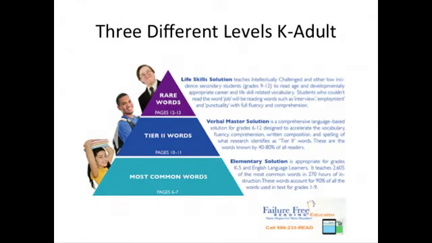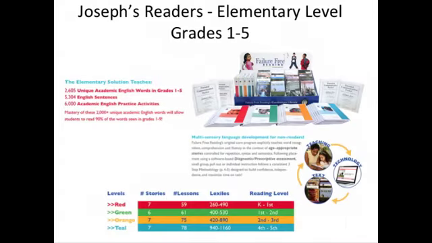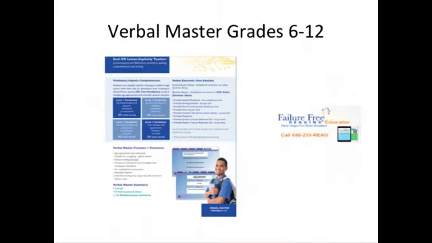There are 3 different levels that are available to you in Failure Free. There are those that teach the most common words, those that teach tier 2 words, and then those that teach rare words or life skills. Everything starts with Failure Free Reading's Joseph's Readers, elementary grades 1 through 5. We teach over 2,605 unique academic words, over 5,304 English sentences, and there are over 6,000 academic English reading practice activities.